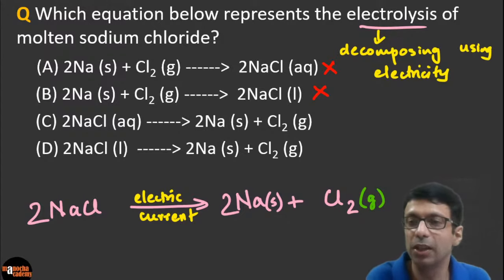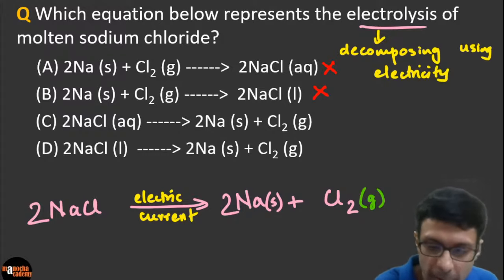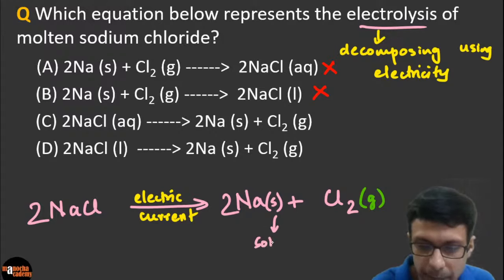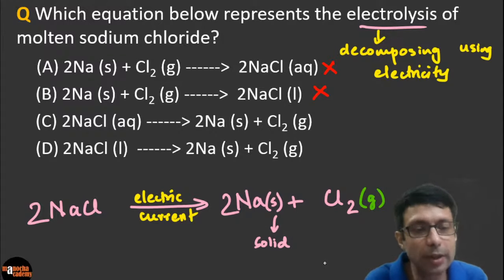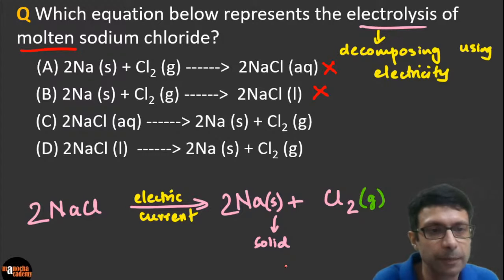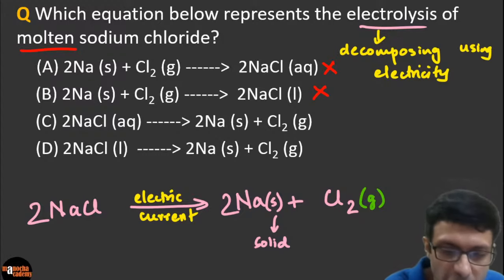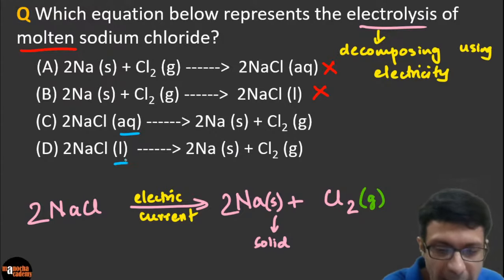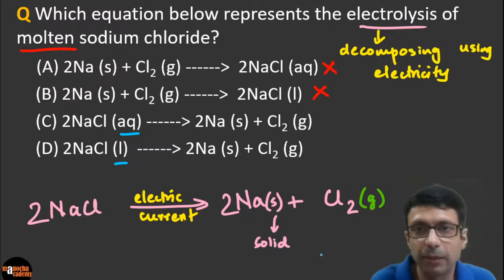Chlorine, you know, is a greenish yellow colored gas, right? And sodium is a metal. It's a solid here, so it's represented by S, right? What about molten sodium chloride, guys? Do you know what this word molten means? So is it going to be AQ or is it going to be L, liquid? What do we write?